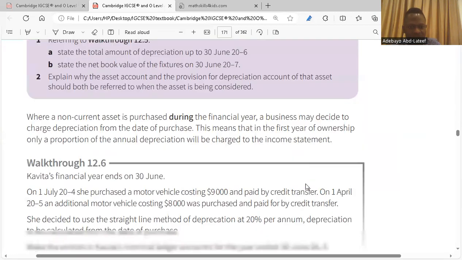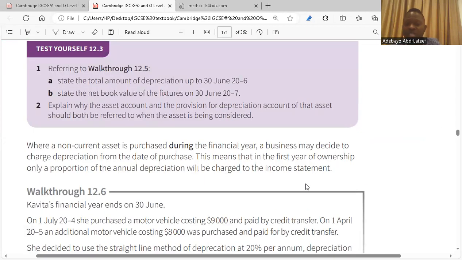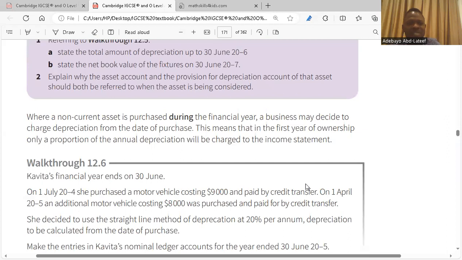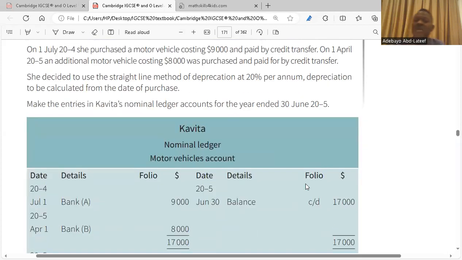Where a non-current asset is purchased during the financial year, the business may decide to charge depreciation from the date of purchase. This means that in the first year of ownership, only a proportion of annual depreciation will be charged in the income statement. Here, they are telling us that sometimes you might charge depreciation from the first year of purchase of assets. But why would we do that?